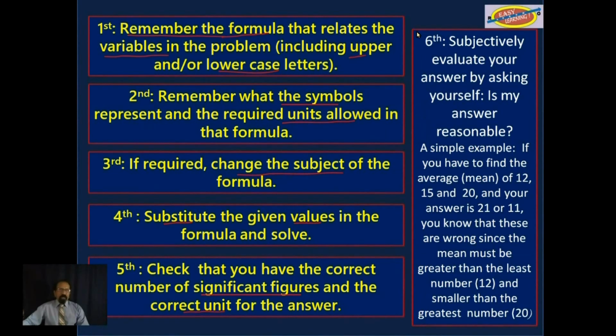Lastly, subjectively evaluate your answer by asking yourself, is my answer reasonable? For example, if you have to find the average, the mean of 12, 15, and 20, and you get 21 or 11, you know that these are wrong since the mean must be greater than the least number and it must be smaller than the greatest number.